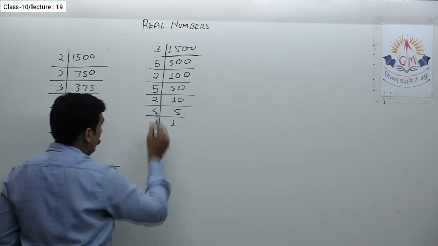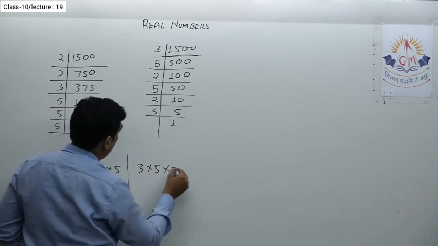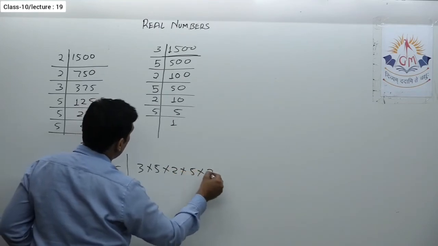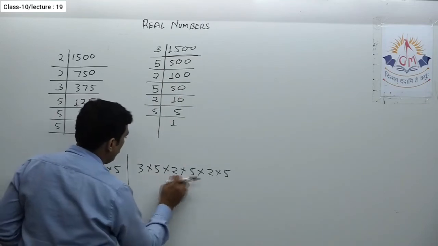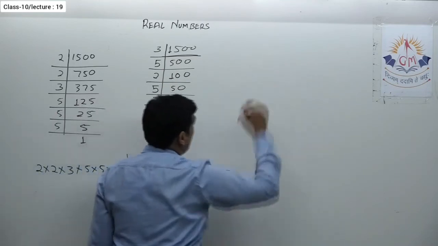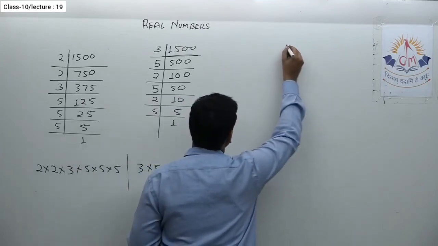So again if I write these factors, what will I get? 3 multiplied by 5 multiplied by 2 multiplied by 5 multiplied by 2 multiplied by 5. Okay, now let us see one more route.